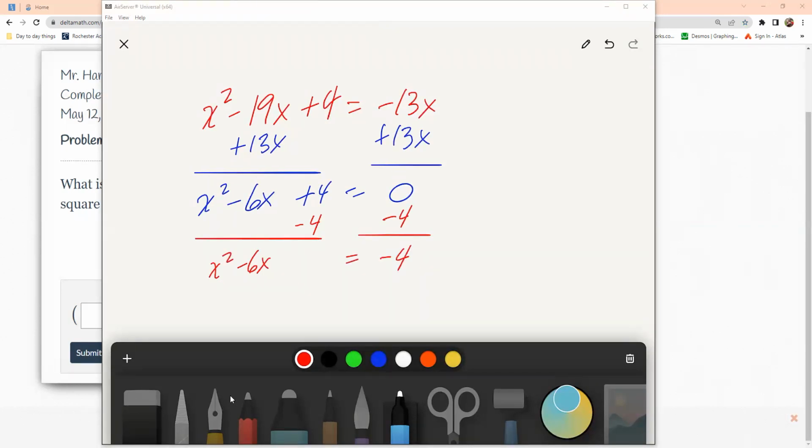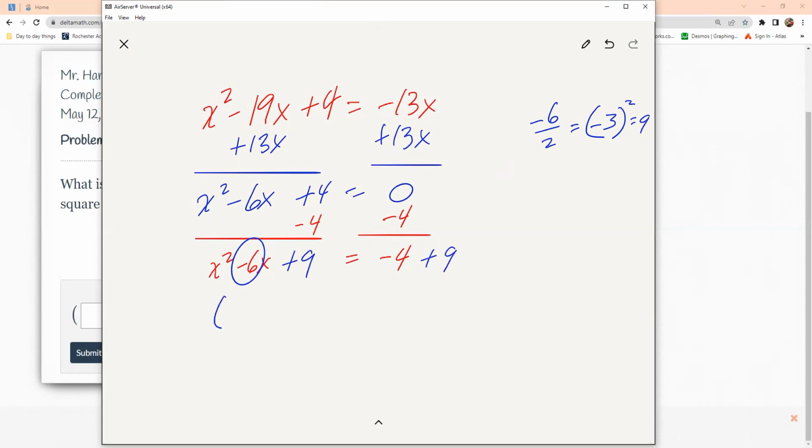Now what I need to do is take the middle term and split it in half, and then square it to get 9. So that means I need to add 9 to this side and 9 to this side. So it's going to be x minus 3 squared equals a negative 4 plus 9, which is positive 5.